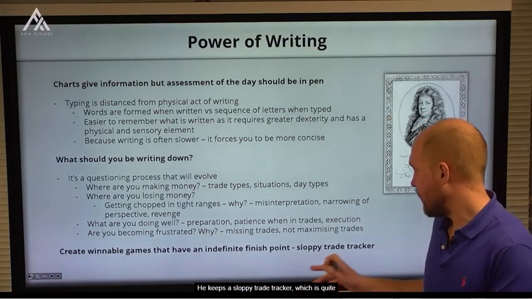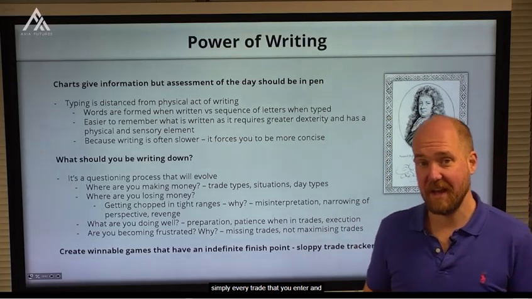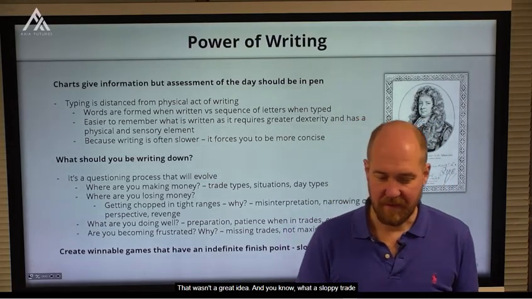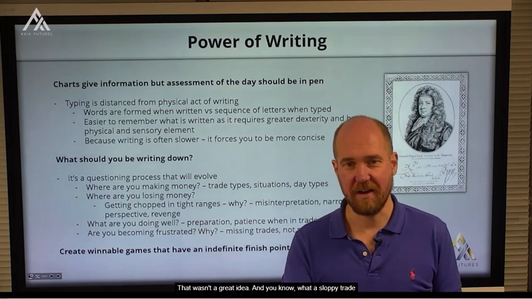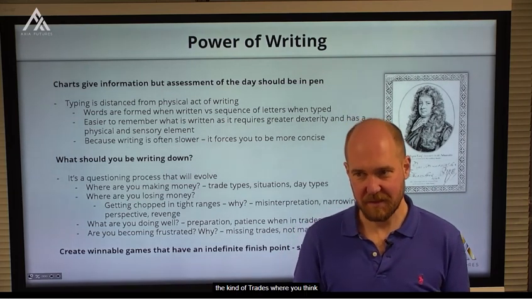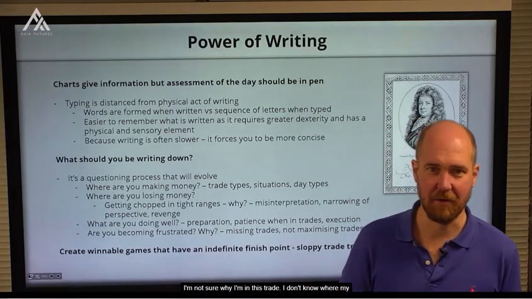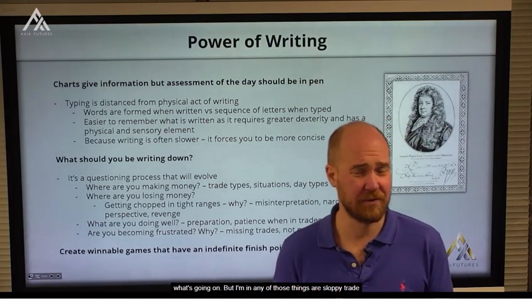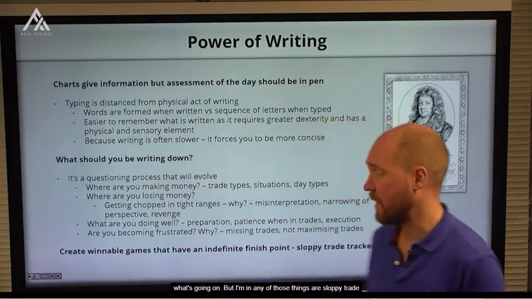he keeps a sloppy trade tracker, which is quite simply every trade that you enter and you think, that wasn't a great idea, and you know what a sloppy trade is. If you don't know what a sloppy trade is, you haven't taken one, so you do know because everyone's done it. The kind of trades where you think, I'm not sure why I'm in this trade, I don't know where my stop is, I don't know where my target is, I don't really know what's going on, but I'm in. Any of those things are a sloppy trade. Create a tally.